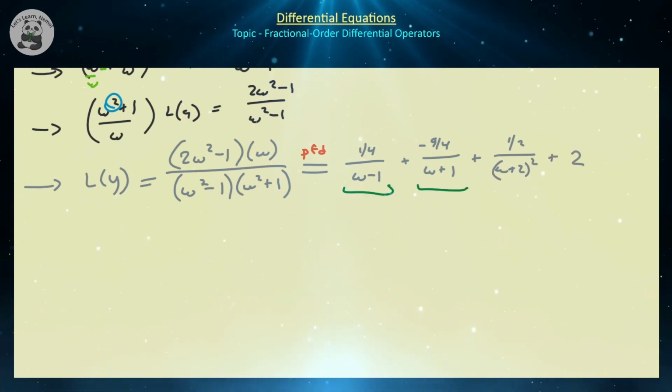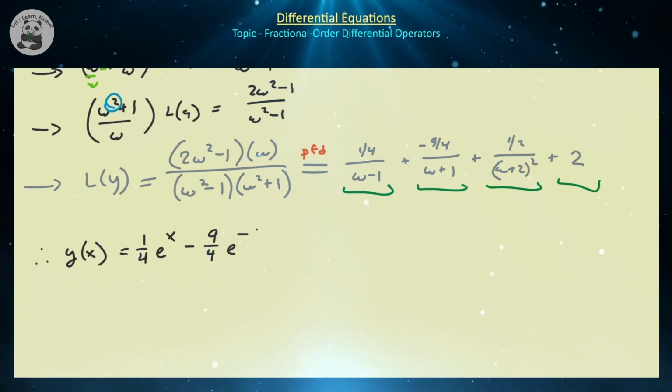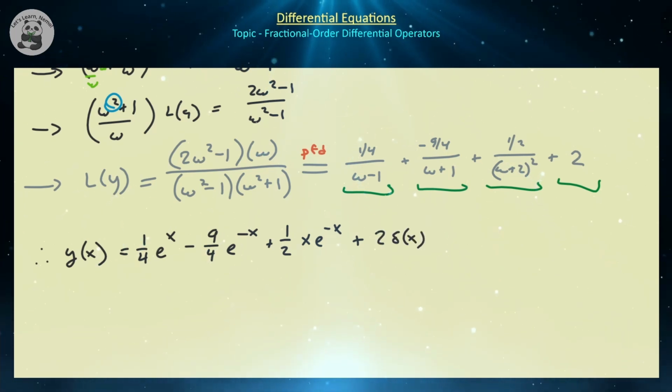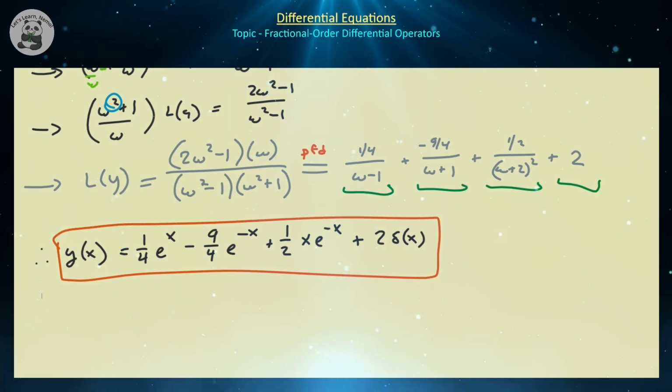And then we can invert each of these functions because we know the inverse Laplace transform of every single one of them. So we have that the solution to our second order differintegral equation will be equal to 1/4 e to the x minus 9/4 e to the minus x plus 1/2 times the inverse of (omega plus 1) squared. So what's that going to be? Well, that's just a shifted transform of x, that's going to be x e to the minus x. And then over here we have a Dirac delta function, 2 delta of x, and that will be our solution to our second order differintegral equation.